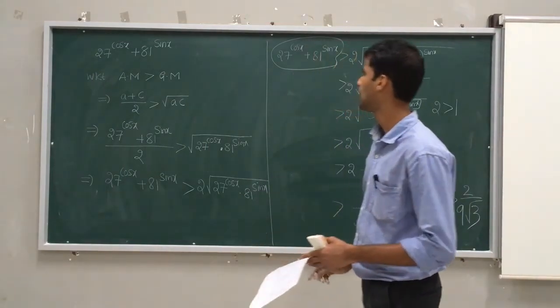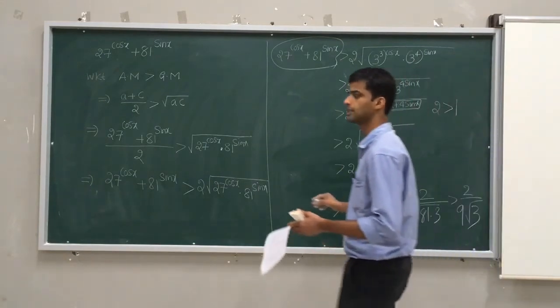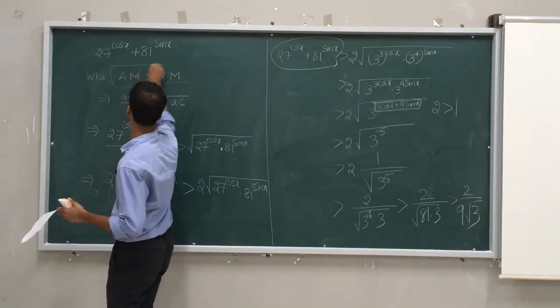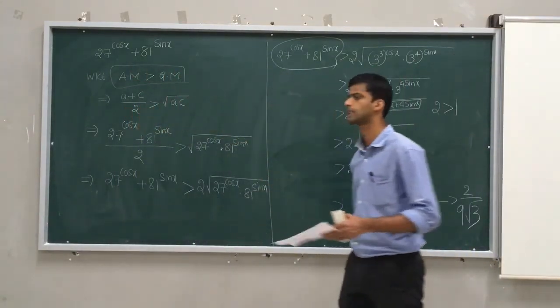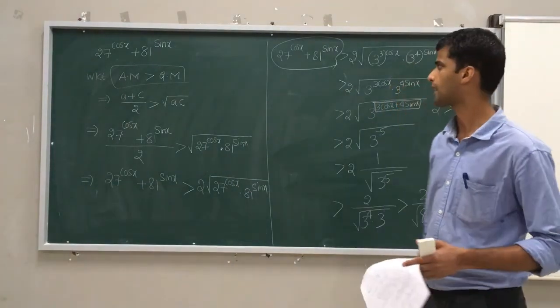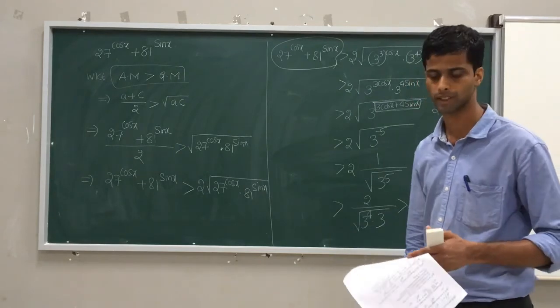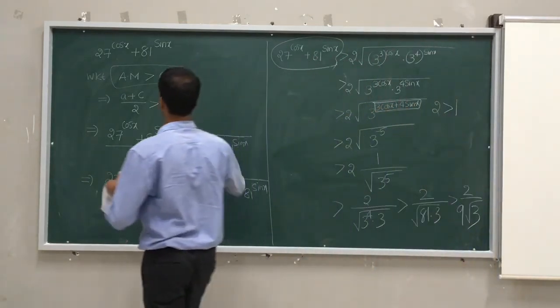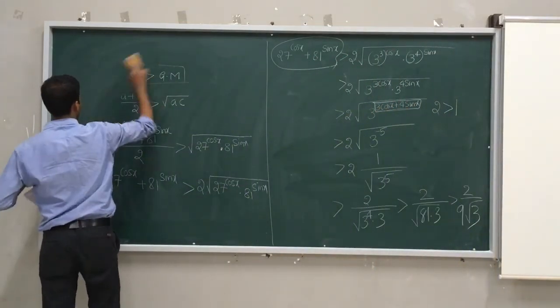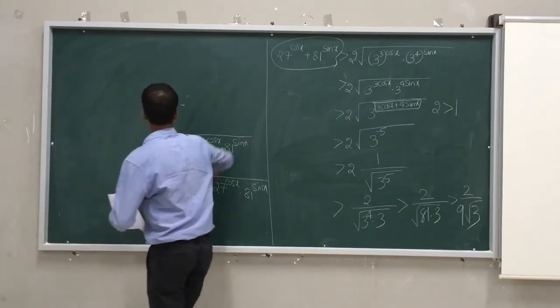Okay, so in this way we can do it. Sometimes it is difficult, but many of the trigonometric problems make use of this criterion: arithmetic mean is greater than geometric mean. I proved that result also, so just take the help of this. Okay, let's move on to the next question.